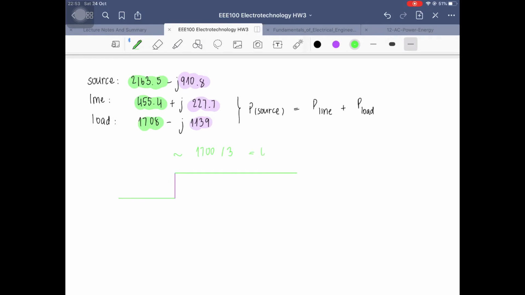But in this case, I just want to make sure that we can approximately see that the true power of the load is 1,700 something. Actually, it's almost 2,000. And for the line, it is already nearly 500. So it's like 4 times, or 4 fold. So you need to draw it carefully.